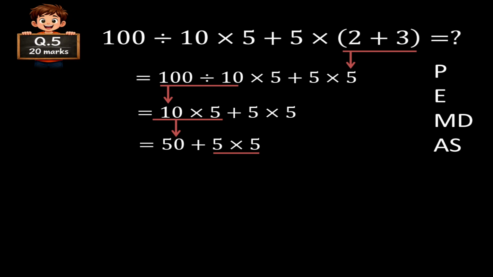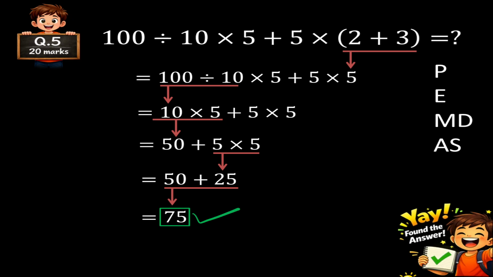Now first priority is multiplication, then we have to solve addition. So 5 multiply 5 is equal to 25. So the expression becomes 50 plus 25. Now 50 plus 25 is equal to 75. So the correct answer is 75, right?